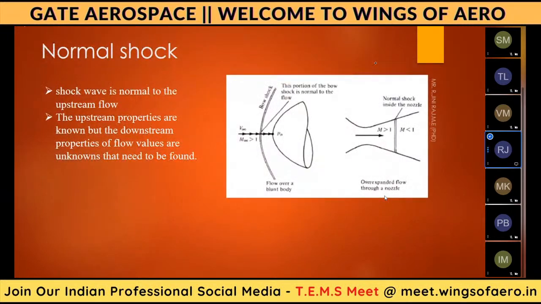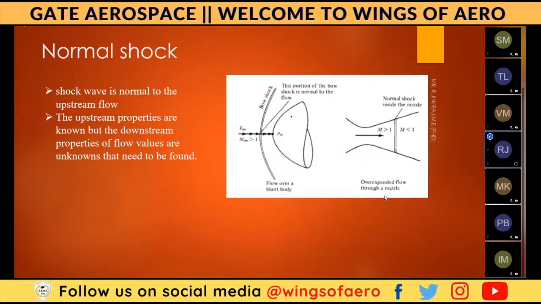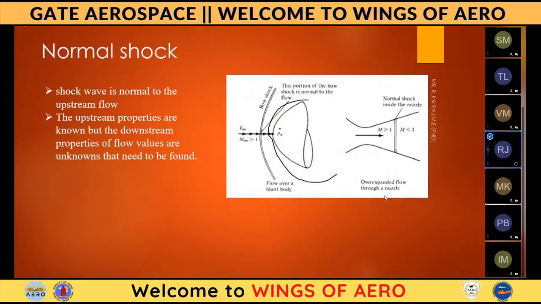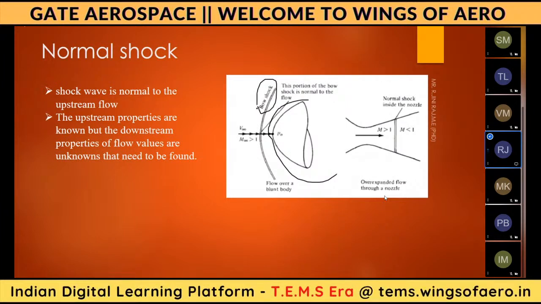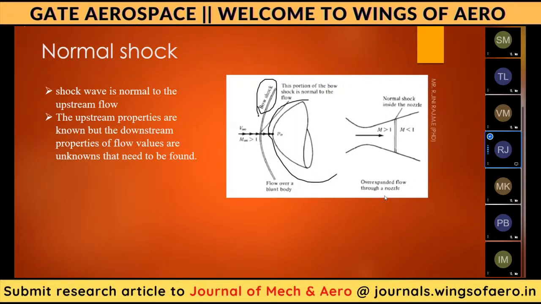So now we'll be seeing in detail what a normal shock is. Here two diagrams are there. One is a blunt-shaped body. Upstream of the body, a shock is formed. They call it a bow shock. If the shock is curved, then the shock is called a bow shock. But even if the shock is curved, there will be a normal shock.